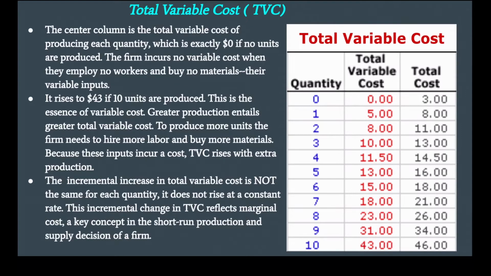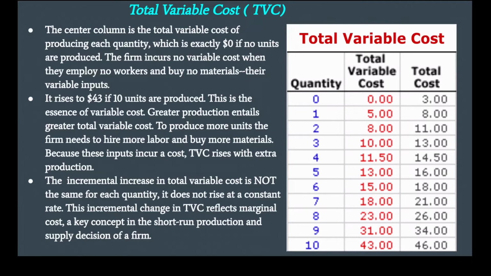Total variable cost. The table shows the total variable cost. The middle column, or the center column, is the total variable cost of producing each quantity, which is exactly $0 if no units are produced. The firm incurs no variable cost when it employs no workers or buys no materials, its variable inputs. It rises to $43 if 10 units are produced. This is the essence of variable cost. Greater production entails greater total variable cost.